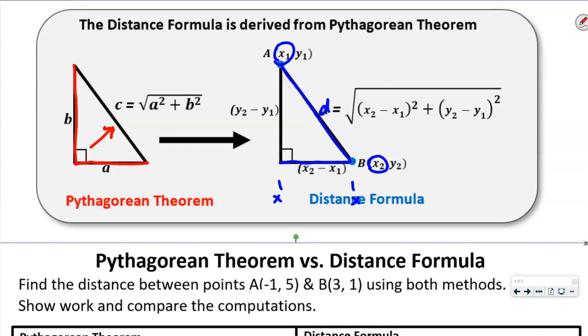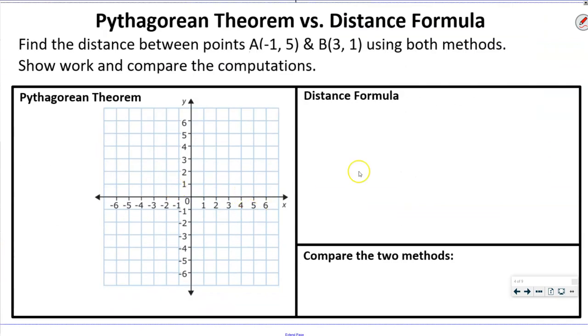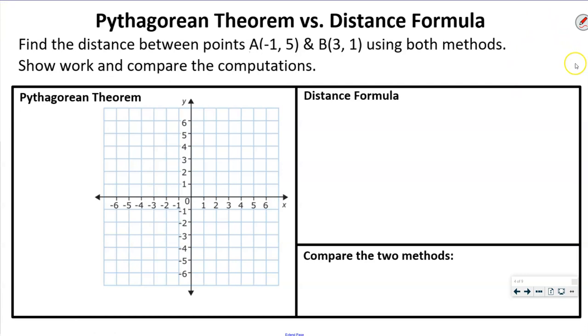And then the same would be true of this right here, our vertical, right? So here again, we're looking at Y1 and we're looking at Y2, right? So once again, we're going to subtract them from each other to get the height. So that's why the distance formula is basically just a derivation of, or a different way of looking at, the Pythagorean theorem. Okay, so down here now, Pythagorean theorem versus the distance formula. So we're actually going to do this now. So just find the distance between points A and B using both methods.